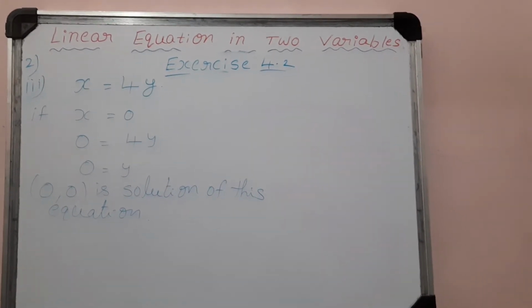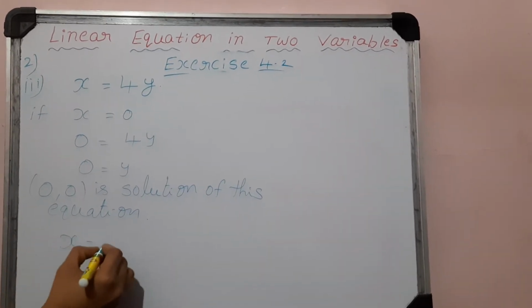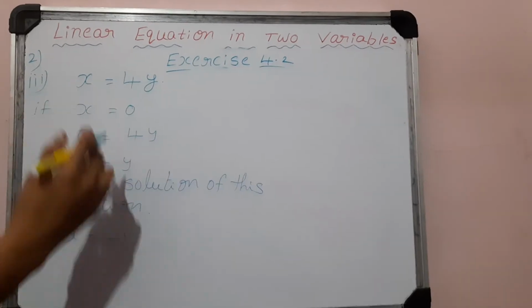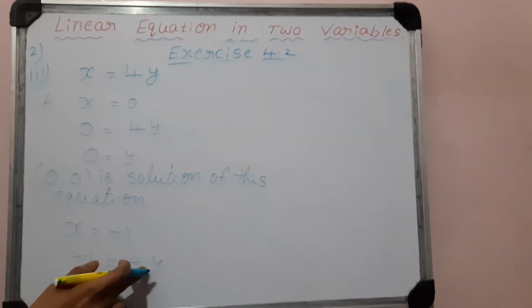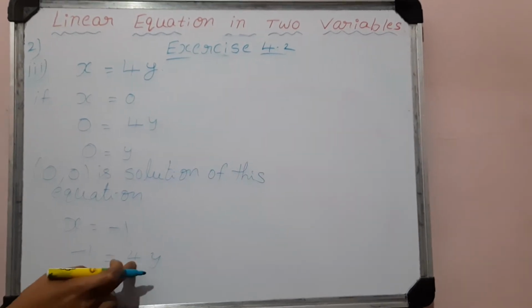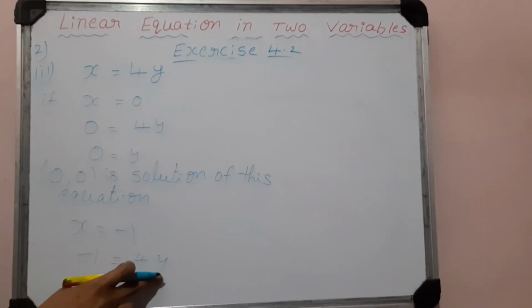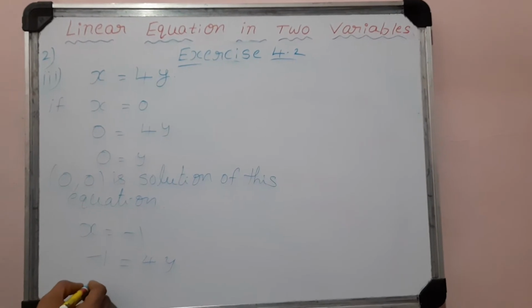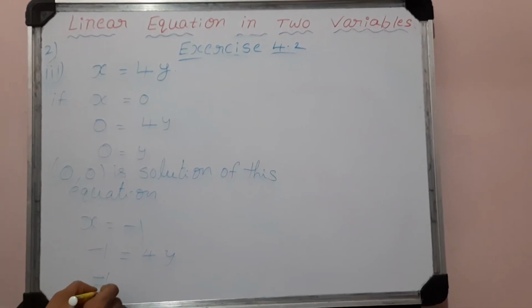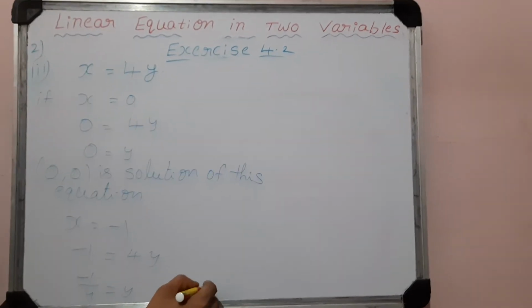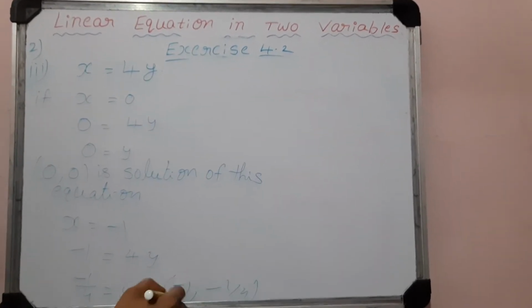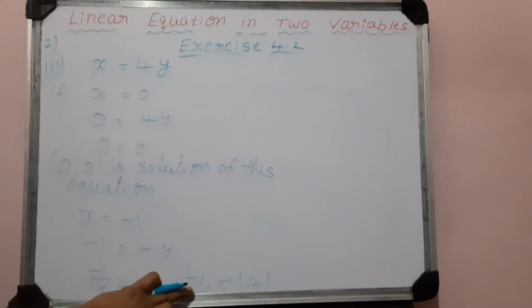Next, if x equal to minus 1. If x equal to minus 1, wherever x is there, we want to substitute minus 1 equal to 4y. So you want the y value now. So 4 we want to send to this side. Here 4 is with multiplication, so you send it this side. This side means minus 1 by 4 equal to y. So minus 1 comma minus 1 by 4. Minus 1 means this is the minus 1.